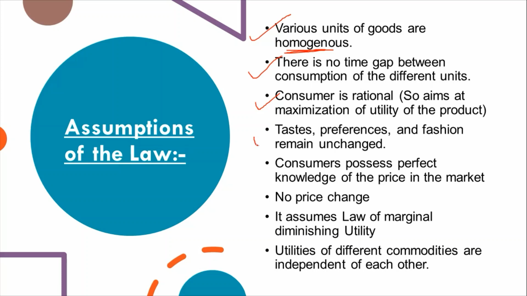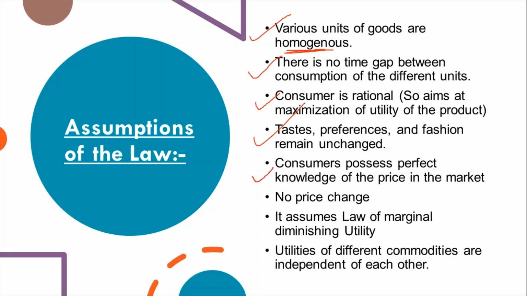Now the fourth one is that tastes, preferences and fashion remain unchanged. Suppose you think a particular commodity can satisfy your want at this point in time. After you've consumed that commodity, you think some other commodity can satisfy your want. That is not what happens in this law. You're consuming the units of the same good. You're not changing your tastes or your preferences for that good.